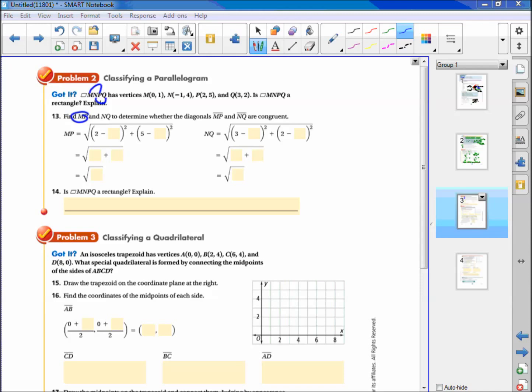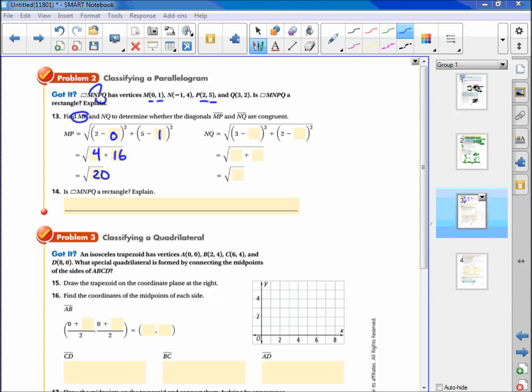So MP, its length is going to be 2 minus 0 and 5 minus 1. Okay, so 2 minus 0 is 2. 2 squared makes 4. 5 minus 1 is 4, and 4 squared makes 16. And then you may combine them together to get the square root of 20. All right, so if the other one is 20 also, then we know that we have a rectangle. Our parallelogram will be a rectangle.